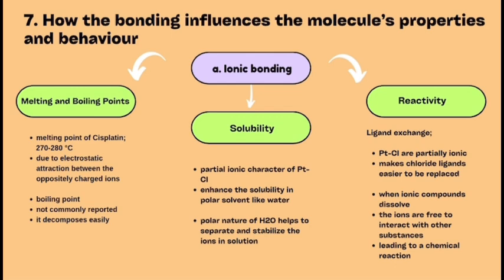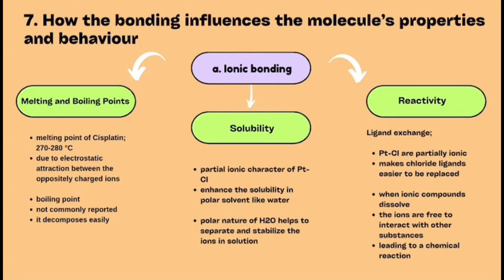So now I will continue to the next part, which is how the bonding influences the molecule's properties and behavior. Firstly is ionic bonding. The first point is melting and boiling point. The melting point of cisplatin is 270 to 280 degrees Celsius. This high melting point is due to the strong electrostatic attraction between the oppositely charged ions, which is platinum and chloride ions.